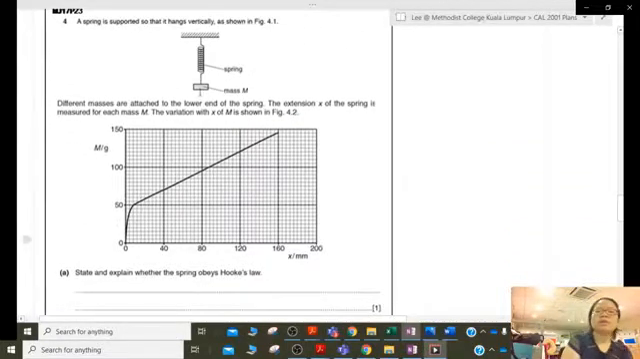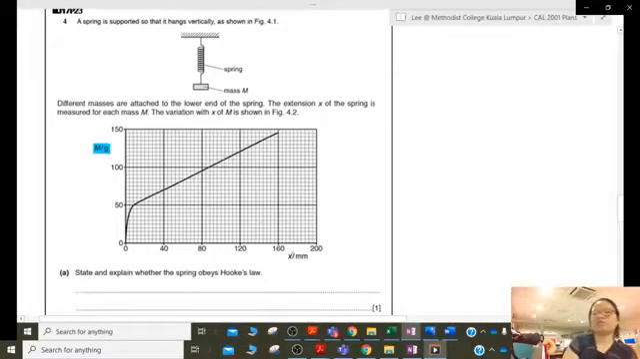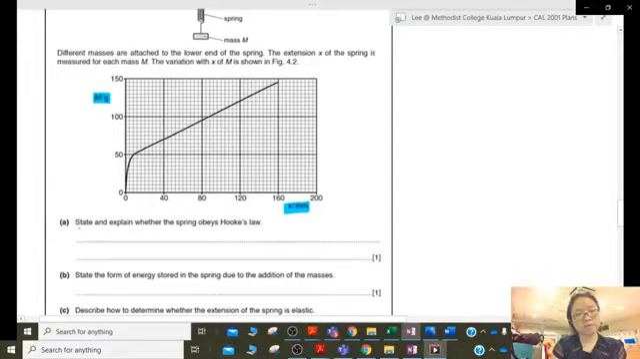Alright, moving on. Same setup, but a slightly different spring, which gives you a very different graph. You can see the axes, they flipped them. Why? Just to mess with you, okay? So state and explain whether it obeys Hooke's law. In this case, no, because it's not a straight line and your graph is not straight enough.